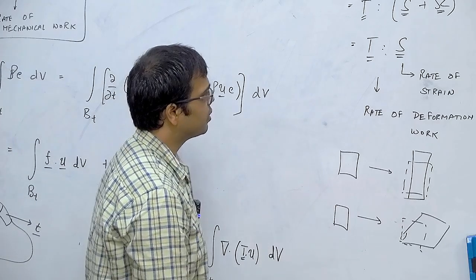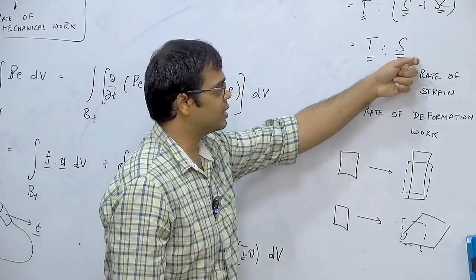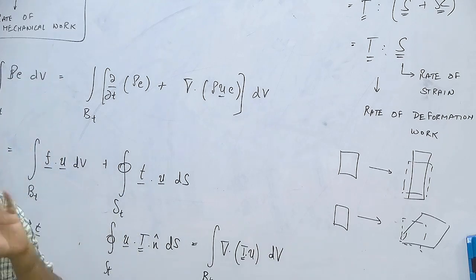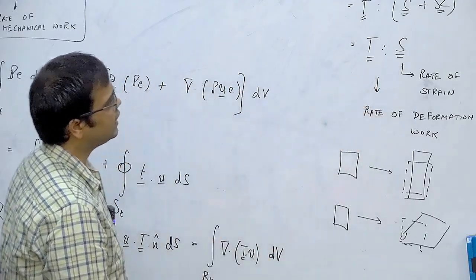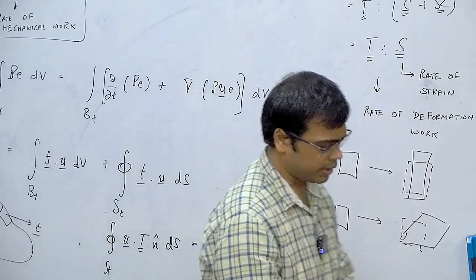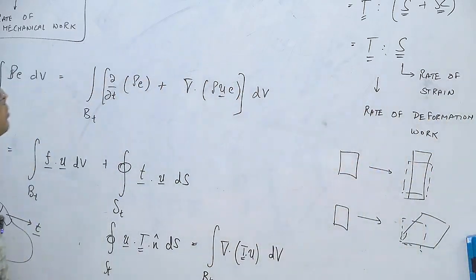So you can do that visualization and then think about what this S would be for a general flow, not a very general flow, but at least let's say in a boundary layer, or in different types of flows, what this S could look like. That will give you an intuition what this T double dot S could look like. Okay, so this is your rate of deformation work.